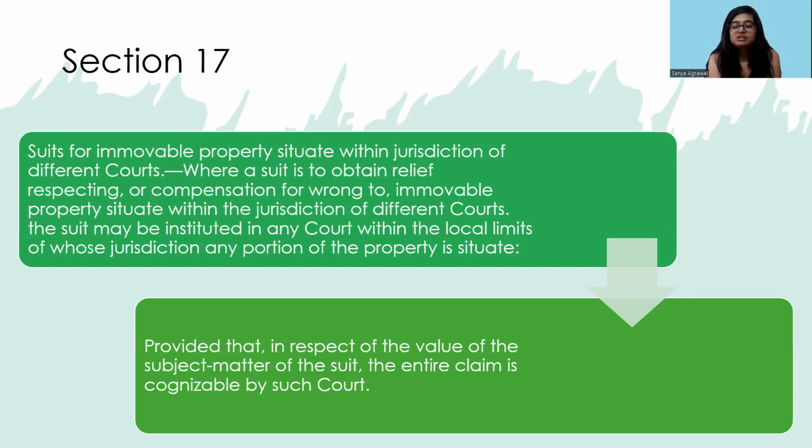Moving ahead to section 17, it deals with the case wherein two or more courts have the jurisdiction over one immovable property. Then in those cases, all the courts that have the jurisdiction will be courts of jurisdiction and the plaintiff will have a choice to file a suit in any of the courts, provided that the court should have not only the territorial jurisdiction but also the subject matter and pecuniary jurisdiction.